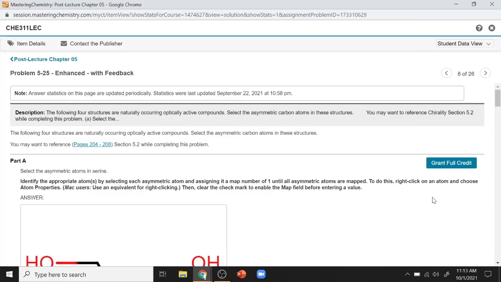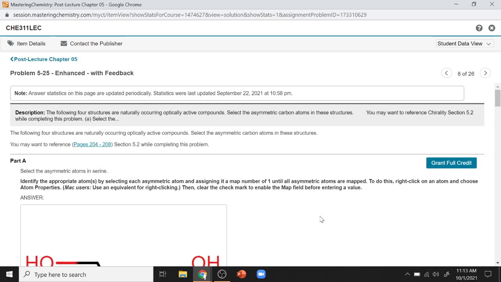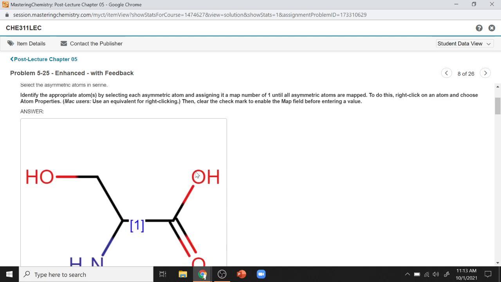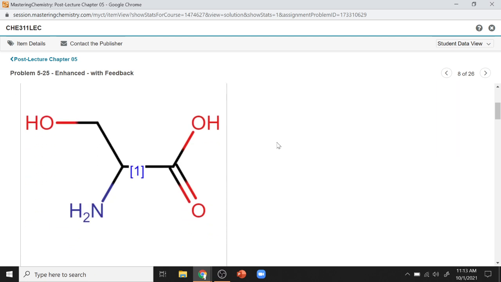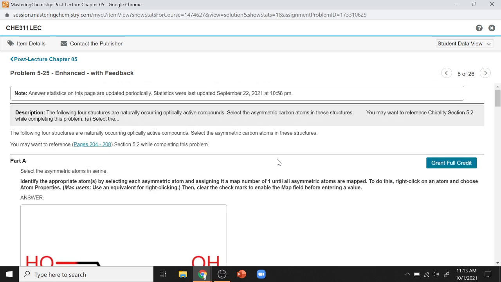Okay, so select the asymmetric atoms in serine. So you'd get serine, and you'd draw it out, or you'd have it drawn. And then you need to select the ones that are asymmetric. So what are ones that are asymmetric? They will not be symmetric.